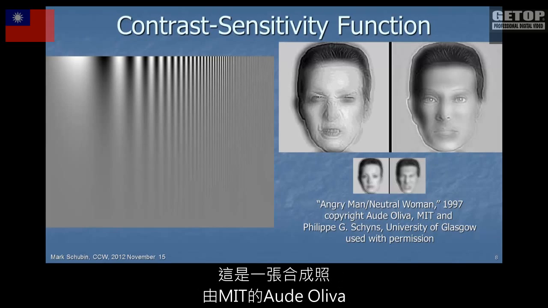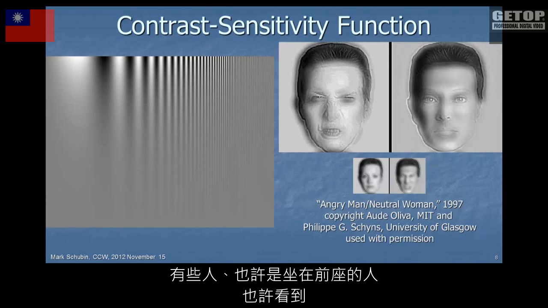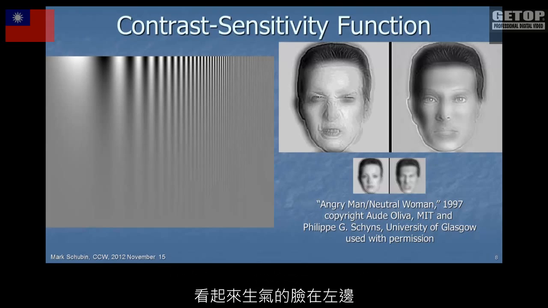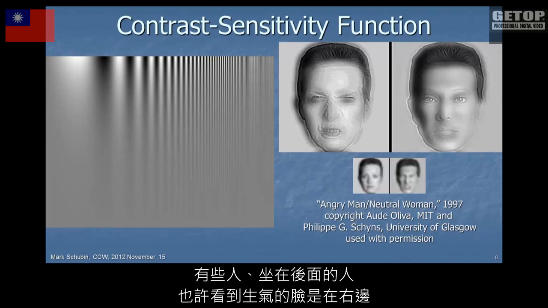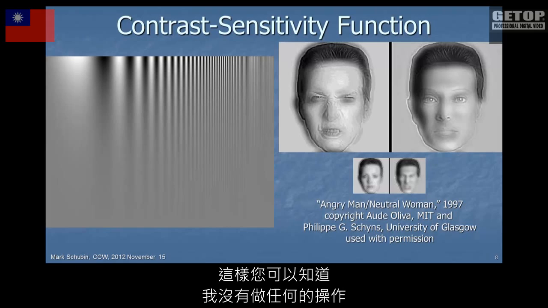Now here's a composite picture that was created by Aude Oliva at MIT and Philippe Schyns at the University of Glasgow. And some of you, maybe in the front row, might see an angry-looking person on the left over here and a neutral-looking person on the right. Those of you in the back of the room might see an angry-looking person over here and a neutral-looking person over here. I'm going to hold my hands in the air so you can see I'm not touching anything.